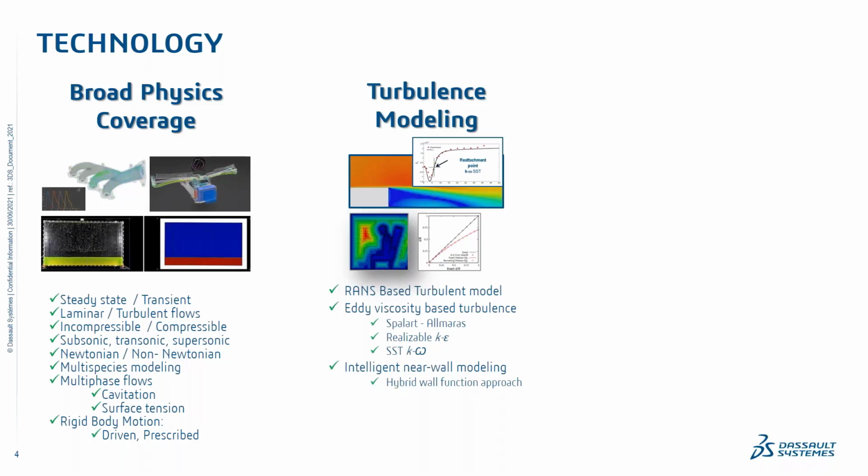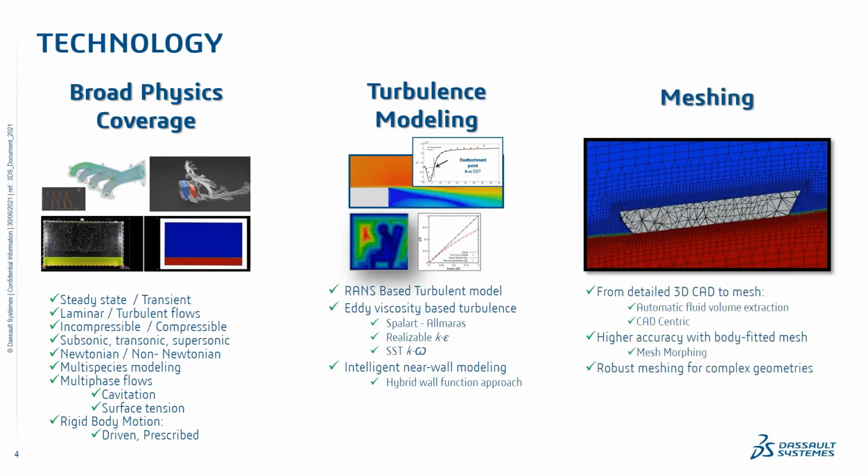Like I said earlier, it's based on the RANS turbulence model methodology. There are several types of turbulence models like Spalart-Allmaras, realizable k-epsilon, and SST k-omega, which is a combination of the k-epsilon and the k-omega turbulence models. Combined with this, one of the big technologies that we have is near wall modeling using a hybrid wall function approach. Depending upon the coarseness of the mesh in the boundary layer, the program automatically switches between different algorithms.